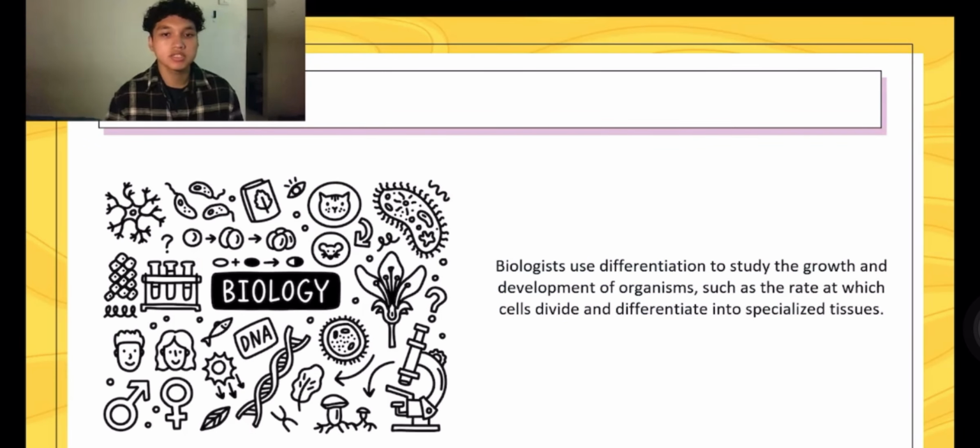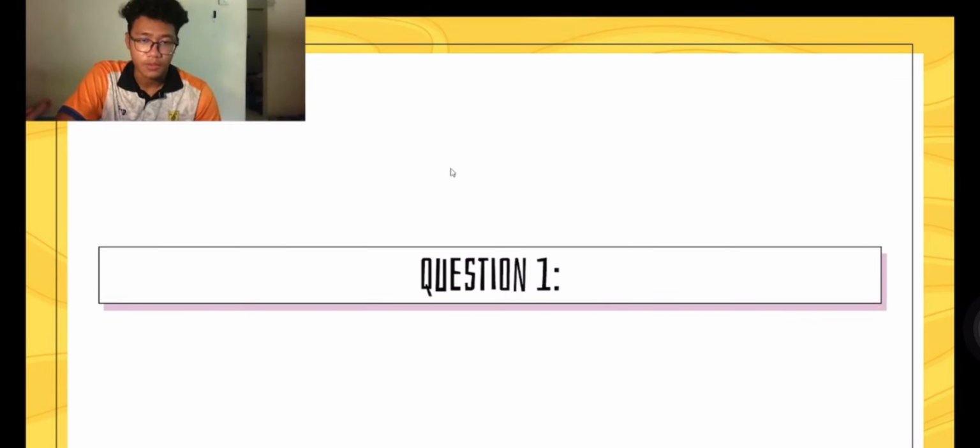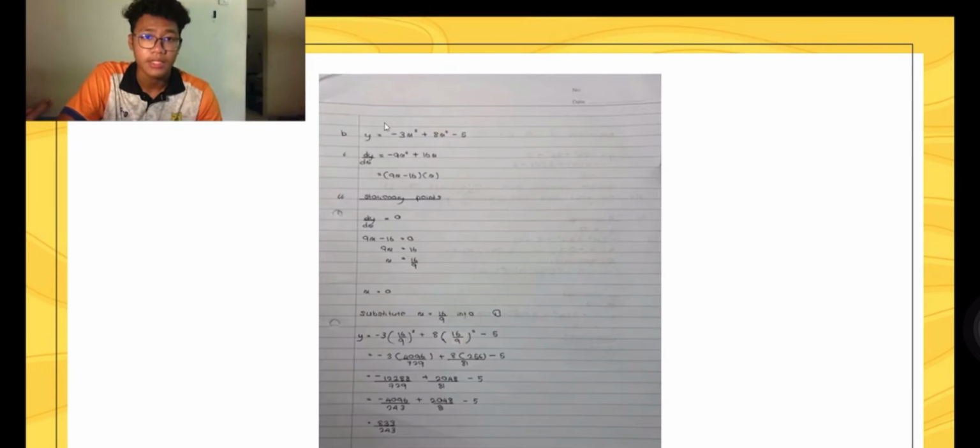And lastly, biologists use differentiation to study the growth and development of organisms, such as the rate at which cells divide and differentiate into specialized tissue. So moving on to our first question, y equals minus 3x to the power of 3 plus ax squared minus 5. Afterwards, we need to differentiate the equation to get minus x squared plus 16x. We need to factorize the equation so we can get 2 factors, which are 9x minus 16 and x. So we can use this factorized equation to find the stationary points.